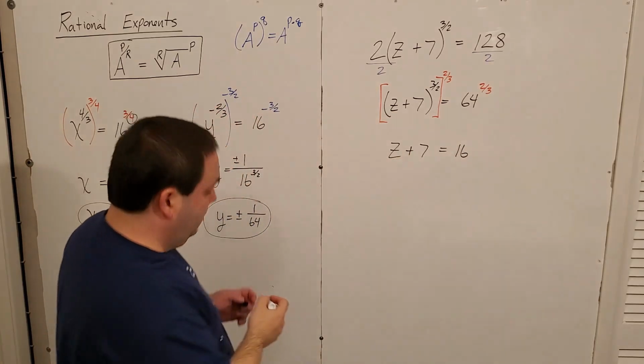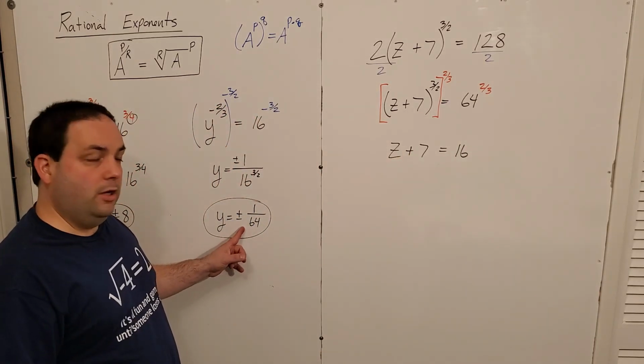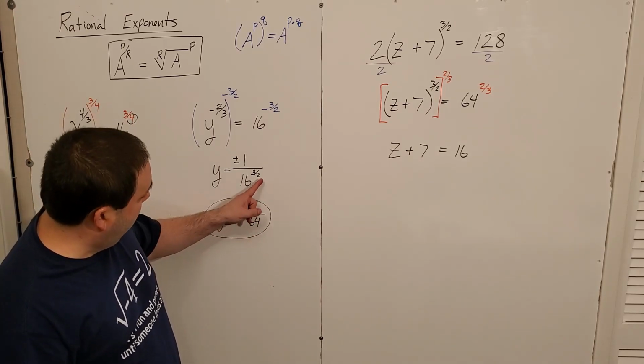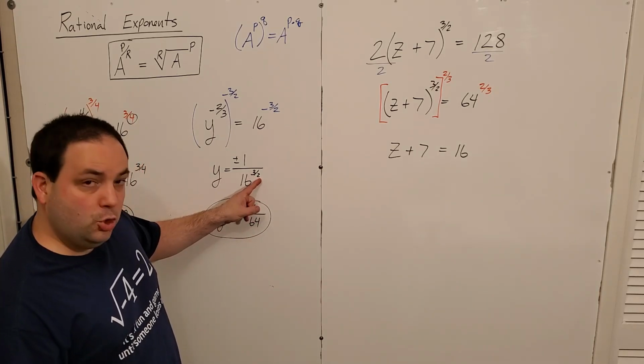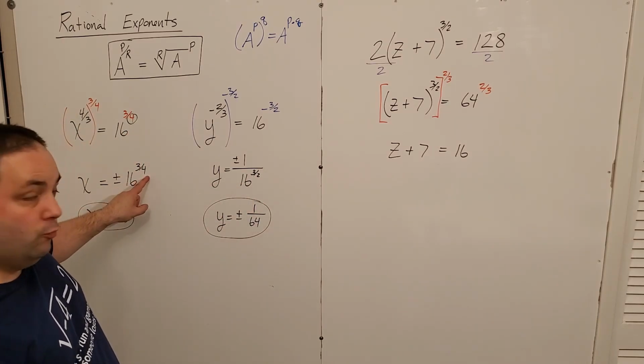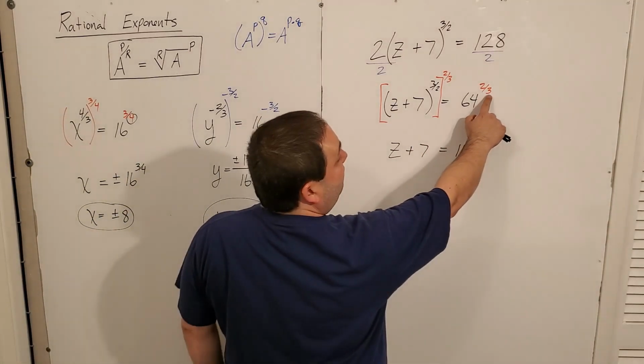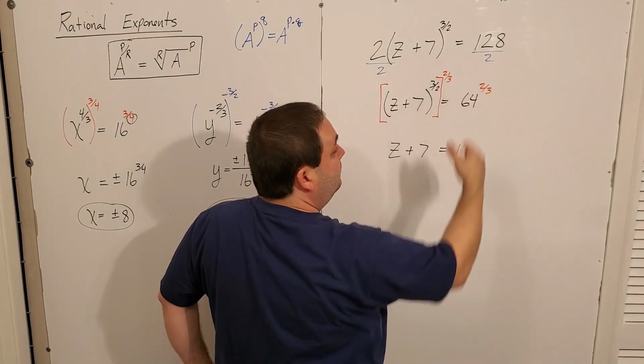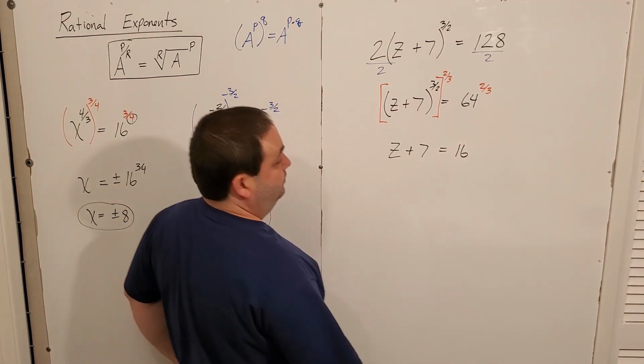Now, why didn't I put the plus or minus this time like I did over here when I did my power? Again, that was an even root. The 2 was the root here. The 4 is an even root. Here I'm doing a third root. It's an odd root. No plus or minus necessary.